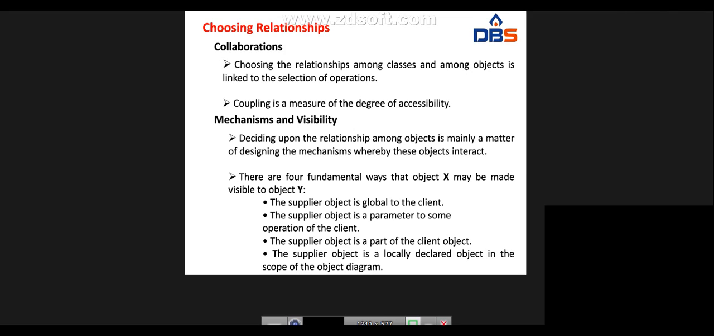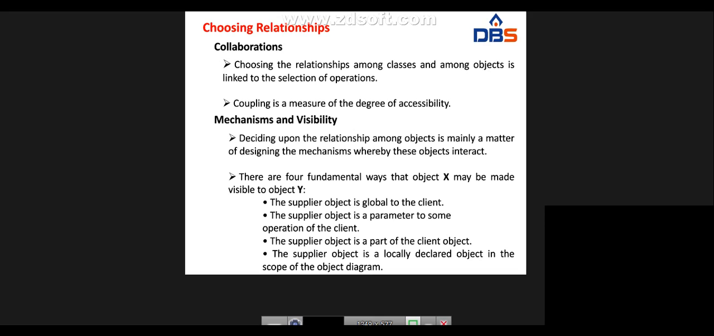For example, there are four fundamental ways that object X may be made visible to object Y. The supplier object is global to the client, that is global means everybody can see it. The supplier object is a parameter to some operation of the client. The supplier object is part of the client. And the supplier object is a locally declared object in the scope of the object diagram. So the four are global, parameter, part, and local. These are the visibility mechanisms.